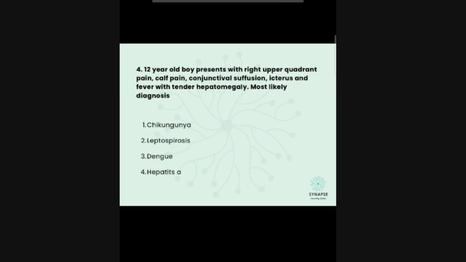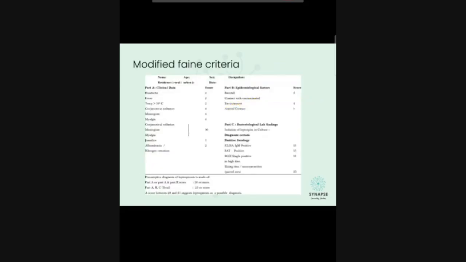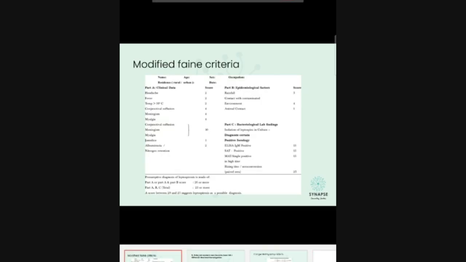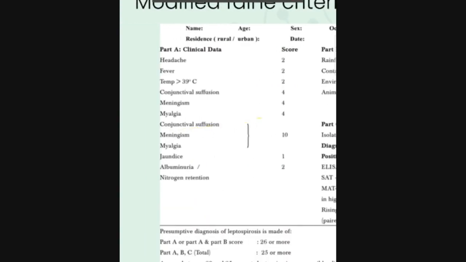Do we have any criteria for diagnosing leptospirosis? It is also a repeatedly asked question. The modified Faine's criteria. This modified Faine's criteria is mainly for diagnosing leptospirosis. We have part A or clinical data, then part B, epidemiological factors, and part C is lab findings. So when you see part A, they have assigned scores for each of these.